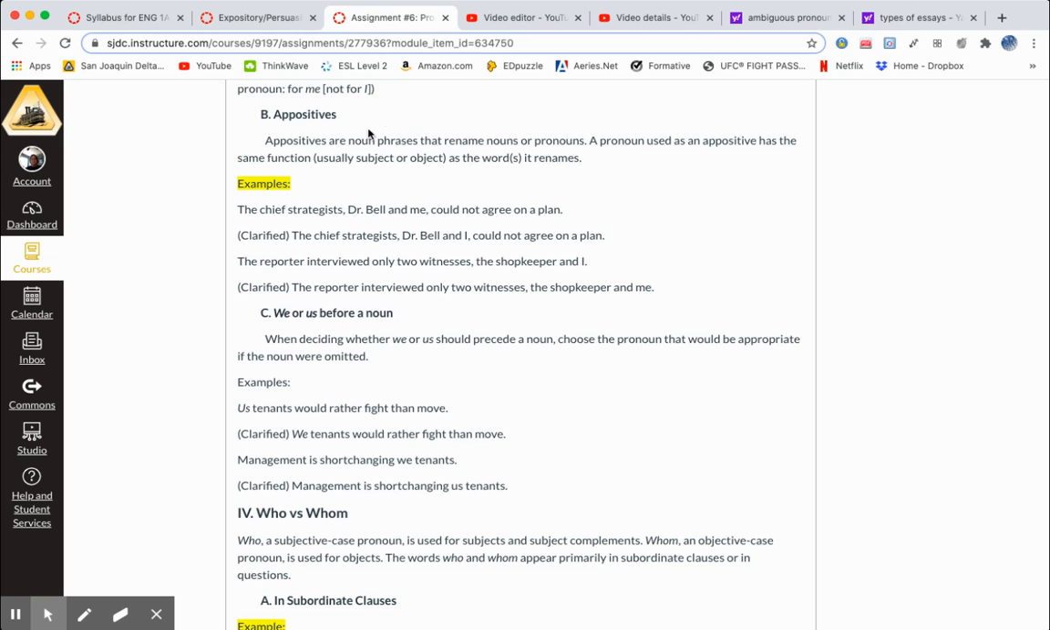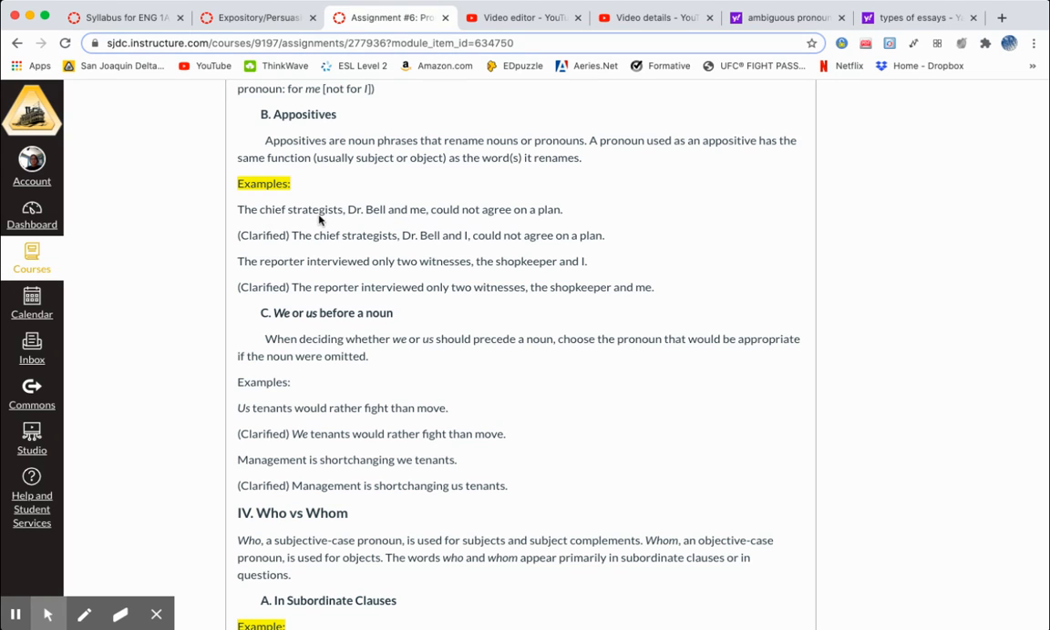Appositives are noun phrases, so more than one word, that rename nouns or pronouns. A pronoun used as an appositive has the same function, usually subject or object, as the word it renames, or the words it renames. Okay, let's look at some examples here.